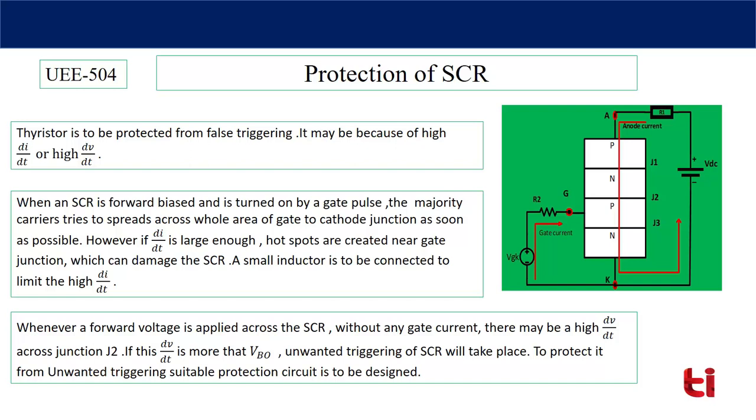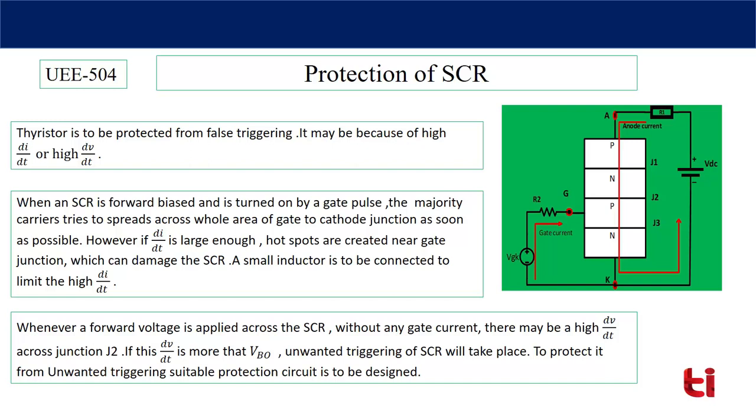In case the thyristor is turned on by applying a gate pulse, then the carriers try to spread across the 4 layers as soon as possible. Due to this, there will be high dI/dt and hot spots will be created near the gate junction, which can damage the SCR. So to protect it from high dI/dt, generally a small inductor is connected in series with the SCR. We know the property of an inductor that it will not allow a change in current. So that property is used here to limit the dI/dt current.